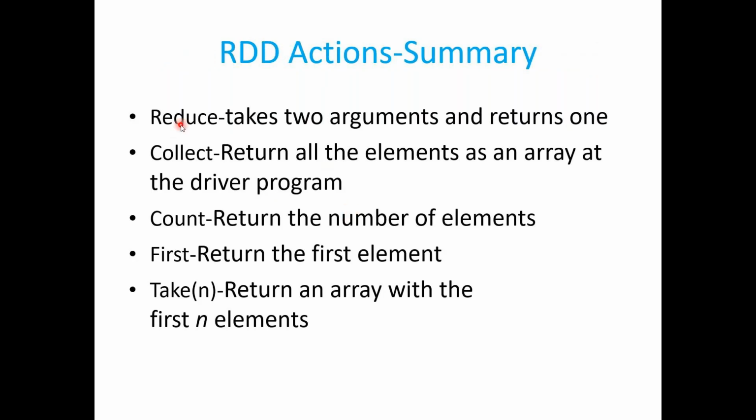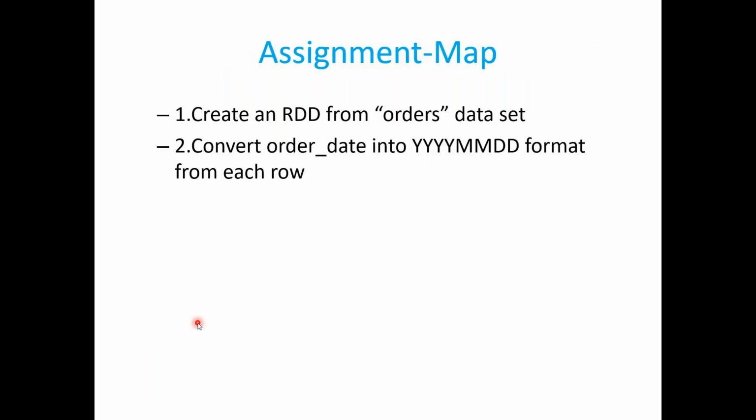And reduce is an action which takes two arguments and returns one value. And collect is an action which returns all the elements as an array or a list to the driver memory or driver RAM. Hence, you have to be a little careful when you call collect, otherwise you might see out of memory issues. And count is an action which will return the number of elements in the RDD. First is also an action which will return the first element. Take is also an action which will return an array or list with the first n elements.